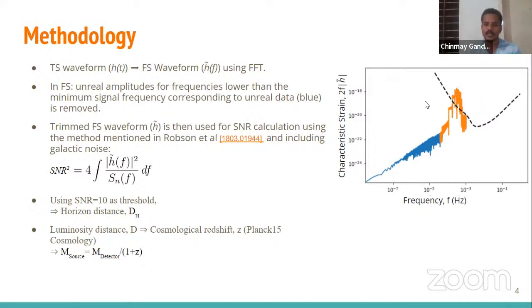Now that we have a signal, we want to make sure that it is detectable. So using a threshold SNR of 10, we are able to find the horizon distance, or the distance up to which we will reliably see an event.